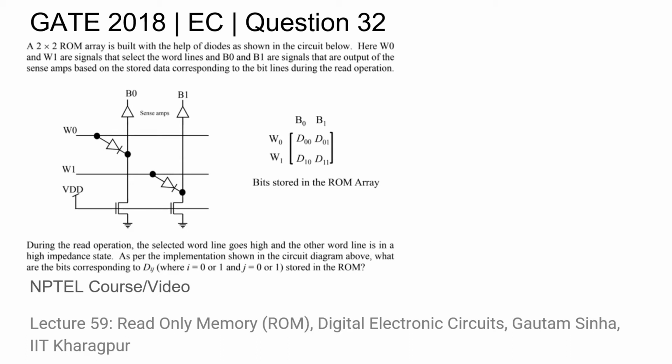This is question 32 from the GATE 2018 EC paper, where we are given the following 2x2 ROM array built with diodes and are asked to find out, based on the positions of the diodes, what data is stored in the ROM array. Underneath the question, you will find the title of the NPTEL course or video relevant to this topic.